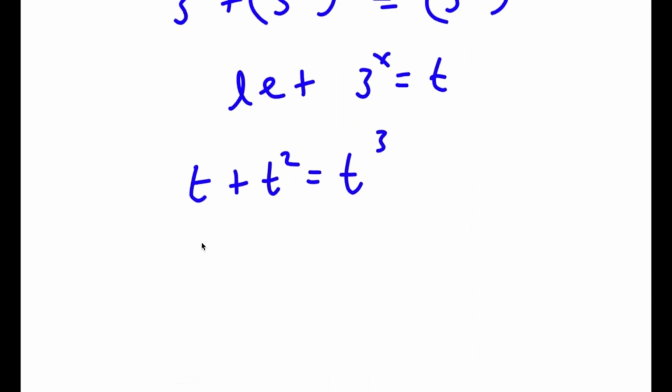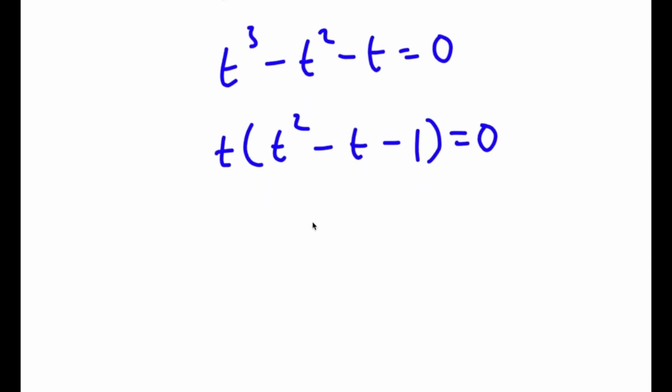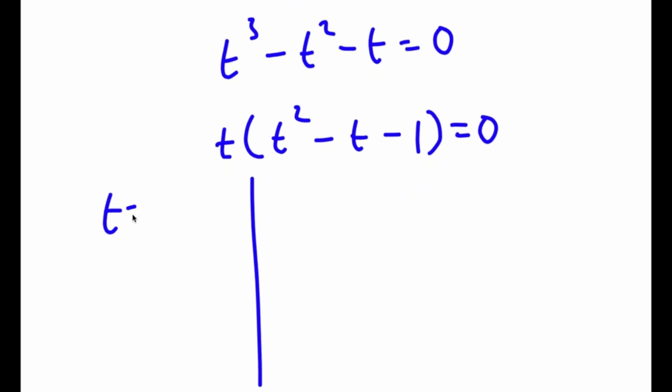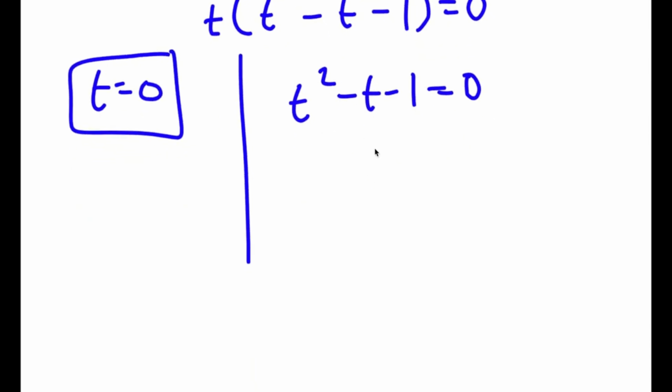So now if I rewrite this, I can have t to the power of 3 minus t squared minus t is equal to 0. So now if I factor out t from this, I get t times t squared minus t minus 1 is equal to 0. So now this gives me two equations. I have t equals 0, which is already a solution, and I have t squared minus t minus 1 is equal to 0.